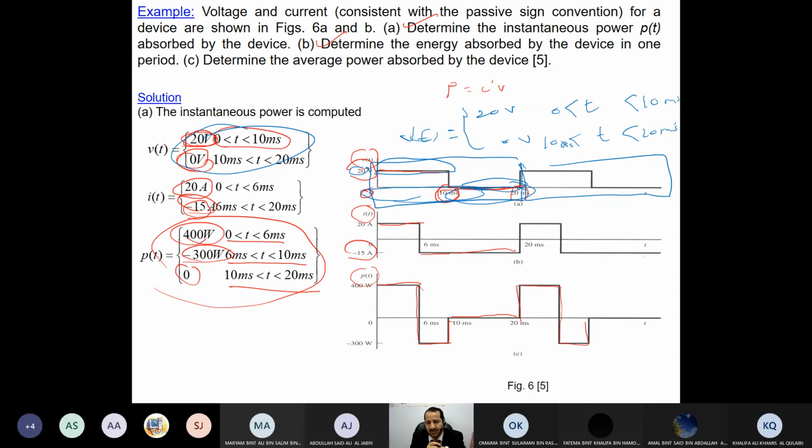Let me remind you, okay, you don't remember. This is called a piecewise function. It means a function with different pieces. Got it? And this is what happened. We have a piece for this part.